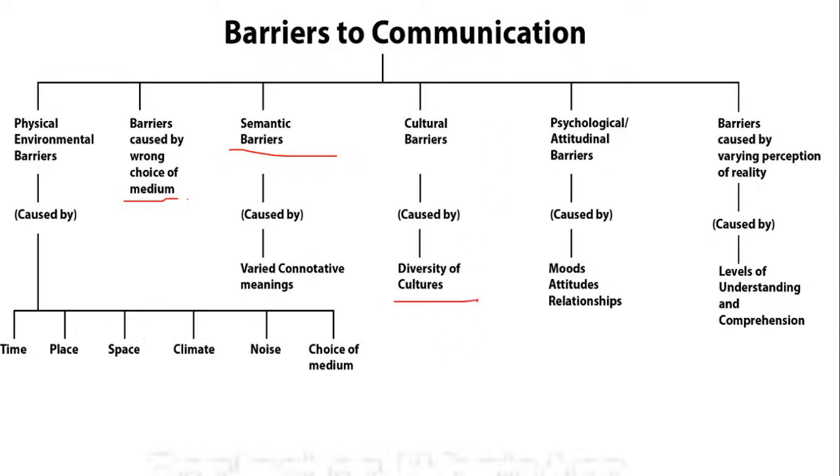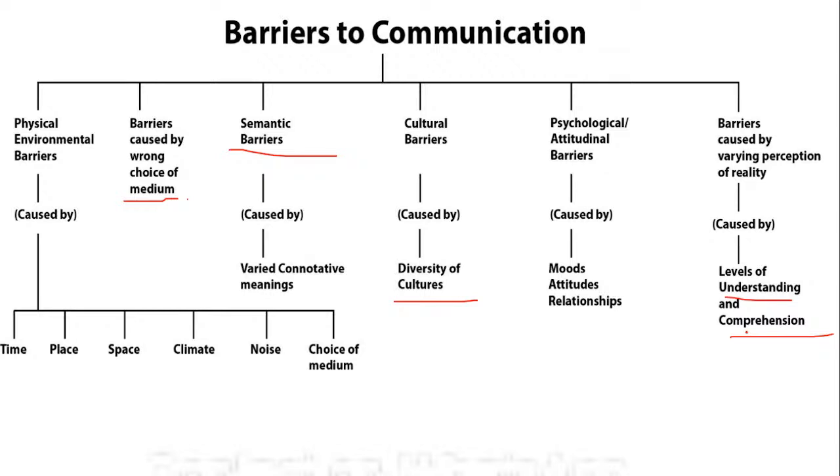Cultural barriers, which we saw yesterday, that is diversity of culture. So if intercultural communication is not considered, cultures are not understood, the attributes or transition is not understood very clearly, even the interpretation, they can result into cultural barriers. Psychological, if you remember, it comes as one of the levels. So see now, the level questions which are coming are not out of your syllabus. They are only an extension to your barriers. Normally instead of calling them barriers, they can be divided into levels also. So psychological barriers or attitudinal barriers are caused because of relationship, attitudes and moods, which definitely can result into negativity. Barriers which are caused by varying perception of reality mean lack of understanding or the level of understanding and comprehension. When you comprehend the meaning of the message, it is not exactly what is expected.